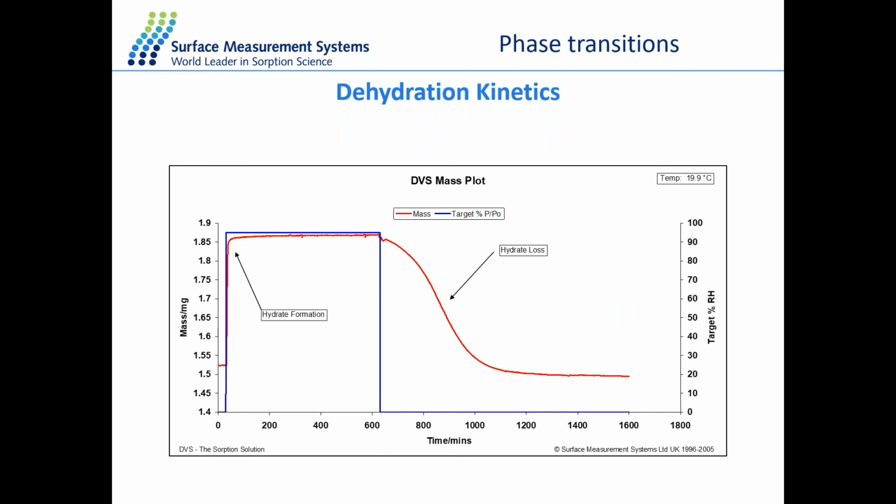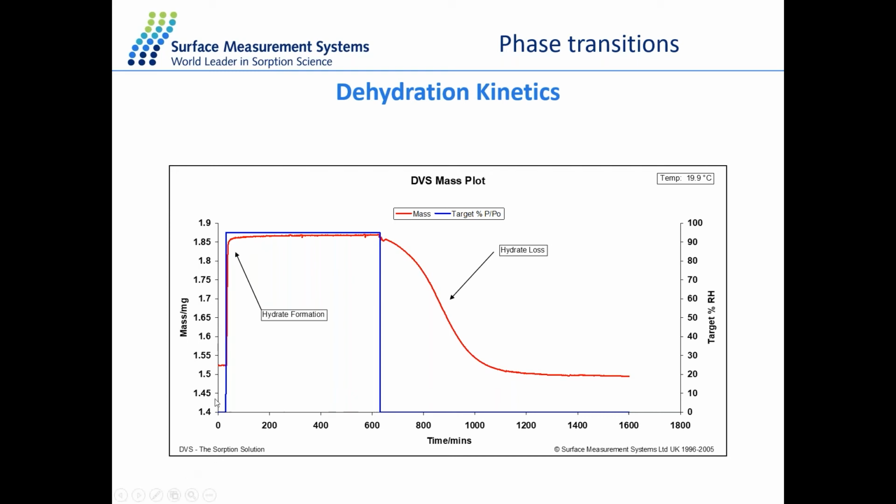A simpler study that we can do is a pure drying kinetic curve. This is from a hydrate point of view. We want to know the stability of the hydrate, the reversibility of the hydrate, and how long it takes for the hydrate to go back to the anhydrous form. So this is a very, very basic experiment, very simple. We are not doing a full isotherm plot.